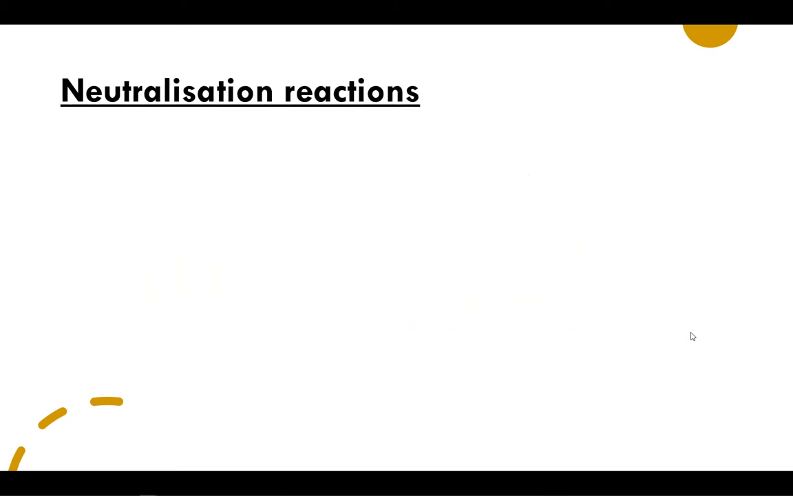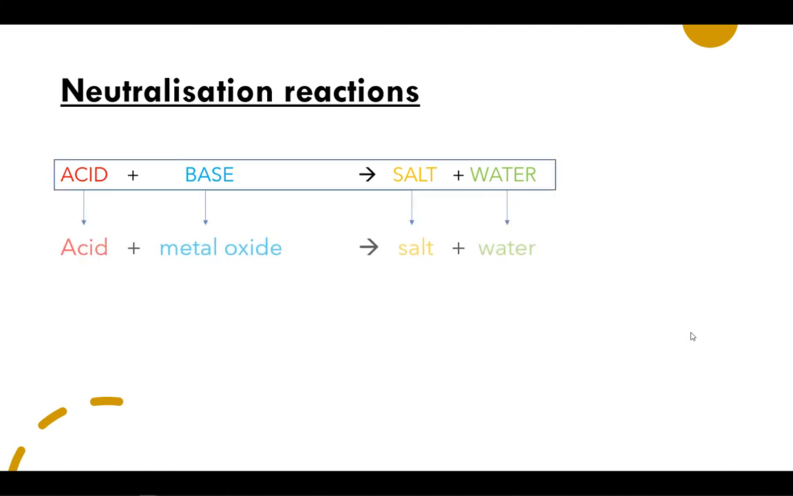So what is a neutralization reaction? Well, in order for a neutralization reaction to take place, we're going to look at the reaction between an acid and a base. And when acids and bases react together, we get a salt formed and water. If we look at some examples of neutralization reactions. So if we've got an acid and a metal oxide reacting together, that would always form a salt and water. And the same is true if you've got a metal hydroxide reacting with an acid. It will also produce a salt and water.